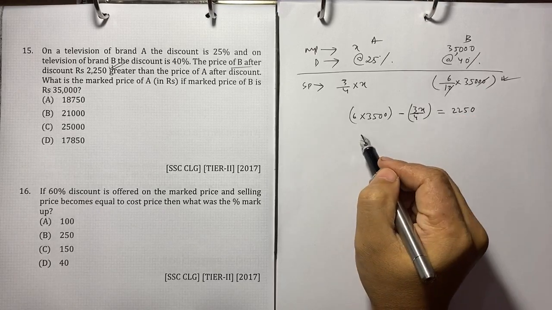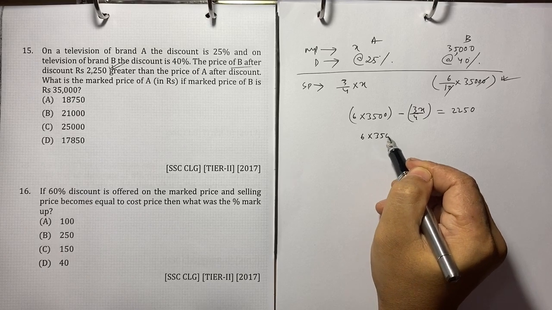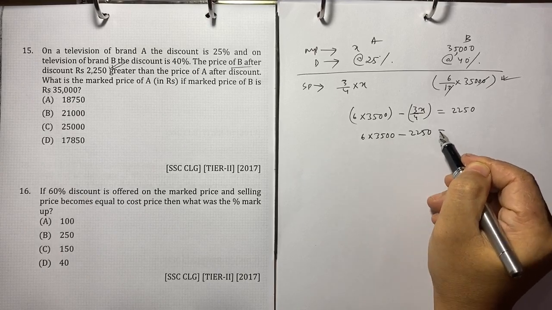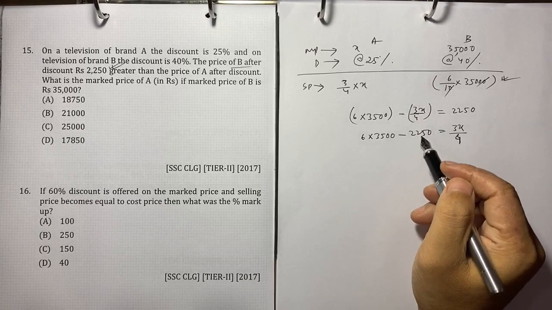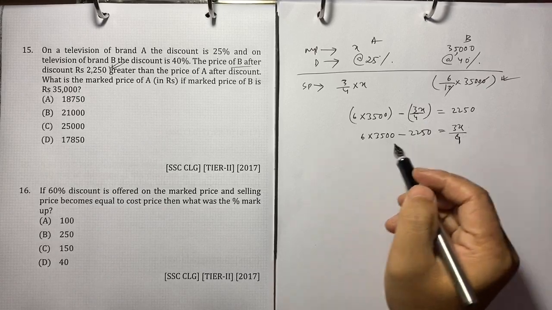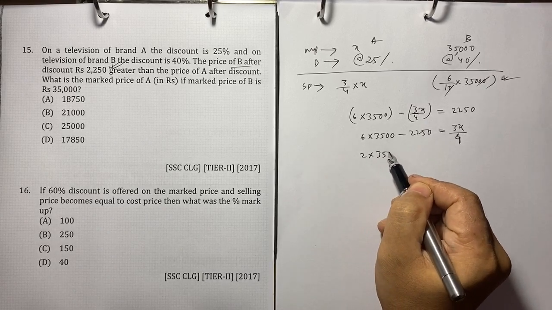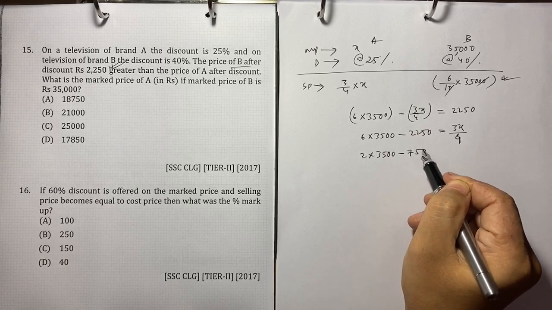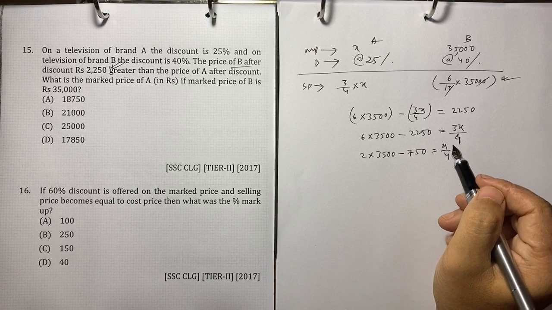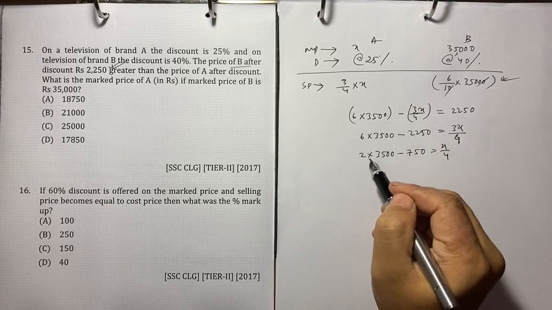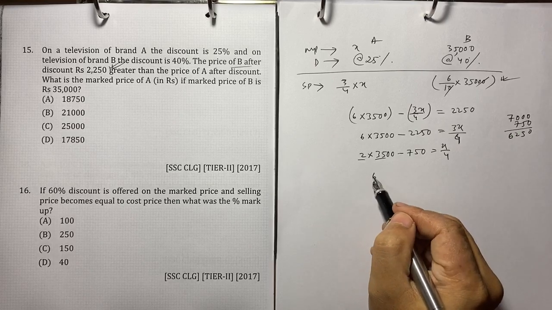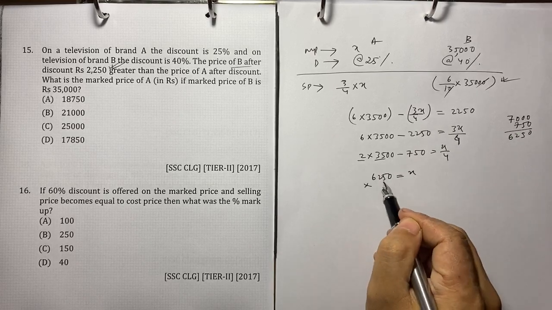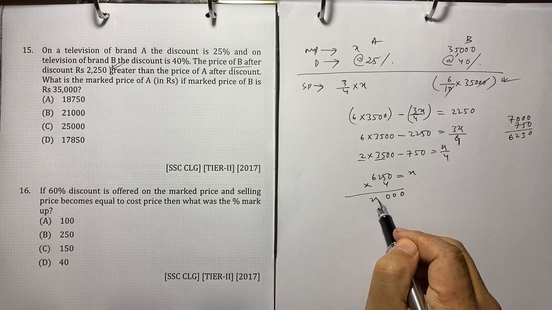So the selling price: 6 into 3500 minus 2250 equals 3x divided by 4. Cancel the 3. So 2 into 3500 minus this, which will be 750, equals x divided by 4. So it is 700 minus 750. Then multiply by 4.